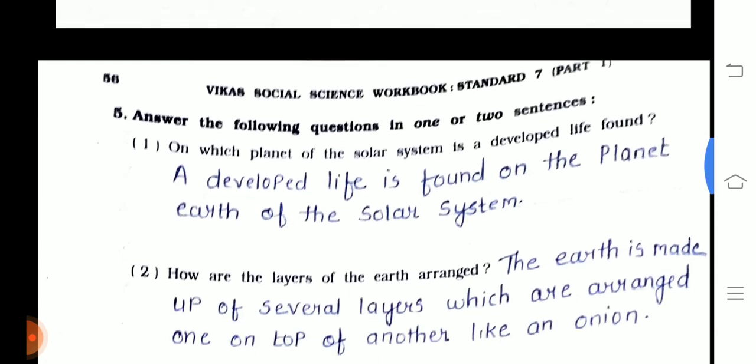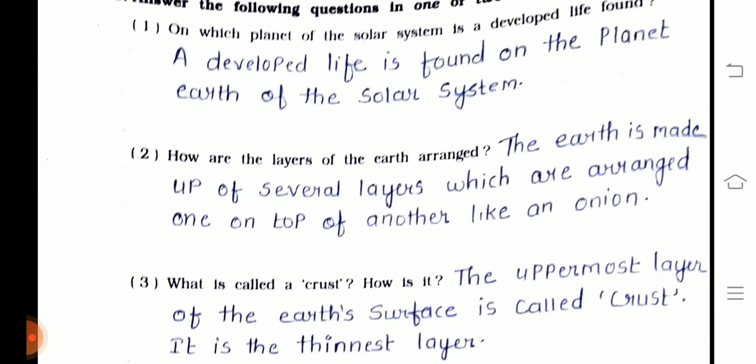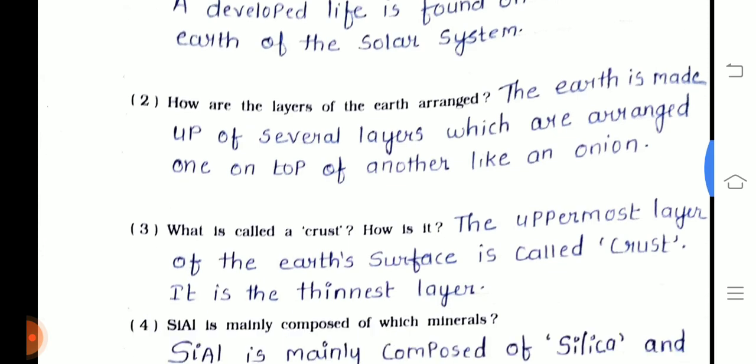Now question number five is answer the following questions in one or two sentences. First one, on which planet of the solar system is life found or developed? Life is found on the planet Earth of the solar system. Second one, how are the layers of the Earth arranged? The Earth is made up of several layers which are arranged one on top of another like an onion.